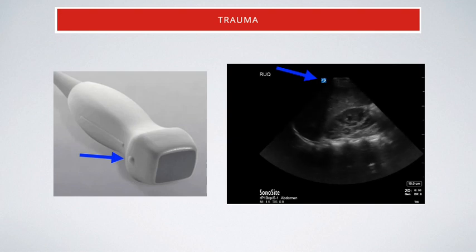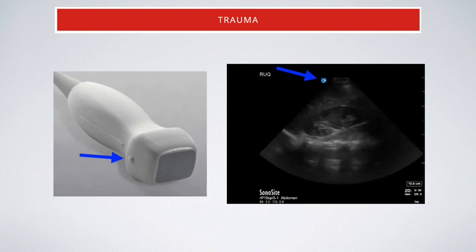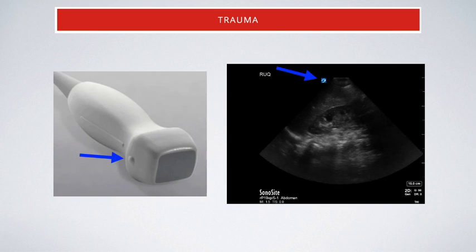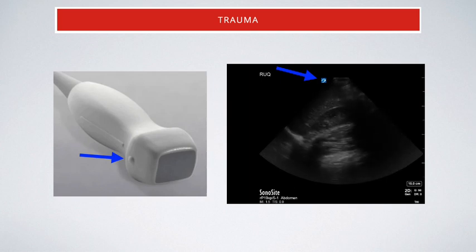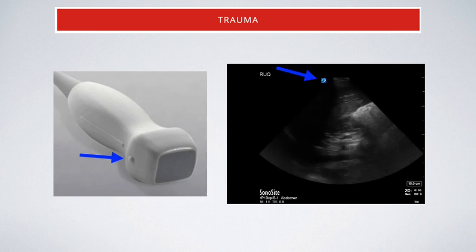For image orientation purposes, remember that the marker dot on the side of the probe corresponds with the blue dot in the top left corner on the ultrasound screen. For the purposes of this video, the blue arrow will mark the direction of the marker dot for each exam.